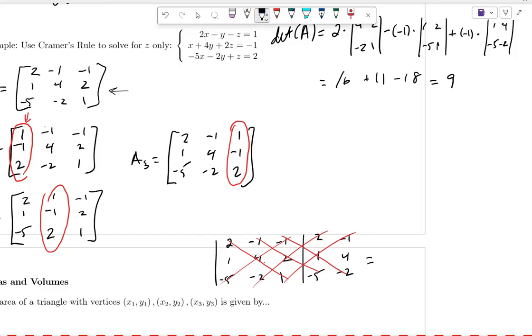So you would have 2 times 4 times 1 is 8. Negative 1 times 2 times negative 5 is 10. Negative 1 times negative 2 is 2. Those are all positive products. The other way, negative 5 times 4 times negative 1 is positive 20, but I would subtract those. Negative 2 times 2 times 2 is negative 8, but again, I subtract those. And 1 times negative 1 is negative 1, but I subtract that. And hopefully I get 9 again. Is it? Good. Yay.